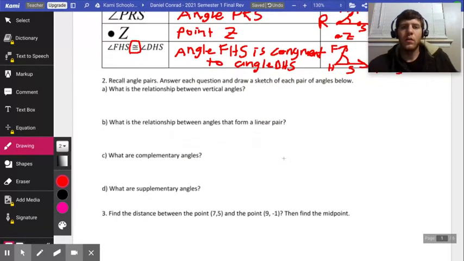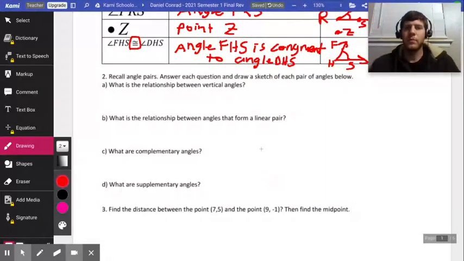Recall angle pairs. Answer each question and draw a sketch. Vertical angles are congruent. This would be a pair of vertical angles here, 1 and 2. Those would be vertical angles, on opposite sides where two lines intersect, basically opposite sides of the X.